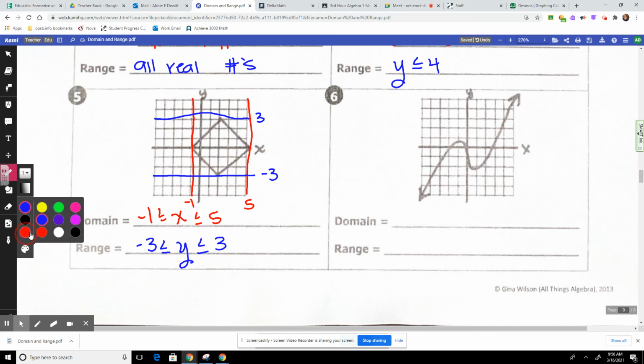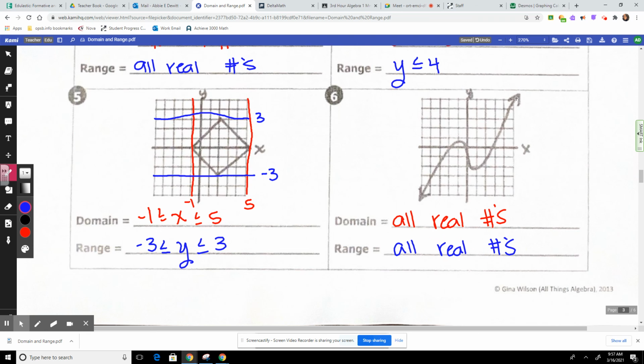I'm speeding up a little bit because hopefully by now you got it. Looking to the left of this graph and looking to the right of this graph, where does this graph stop going left? Well, it continues going left and it continues going right. Looking at it going up and down, it continues going up and it continues going down. So the domain and range for this one are both all real numbers. I cannot draw a distinct line saying that this line stops here going up or here going down or here going left or here going right, because that arrow says that it's going to continue.